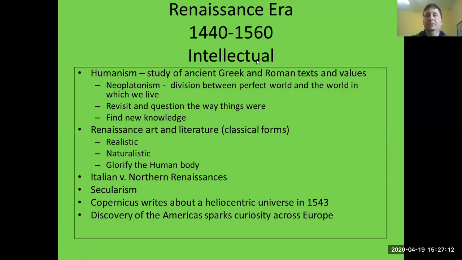So as far as intellectual is concerned, the big movements of the era focus on classical art and literature and the rediscovery and the rebirth of those techniques. And so a lot of that goes back to humanism. People become enamored with the study of ancient Greek and Roman texts and those ancient Greek and Roman values, and they very consciously try to bring them back into this early modern period of the 1400s and early 1500s.